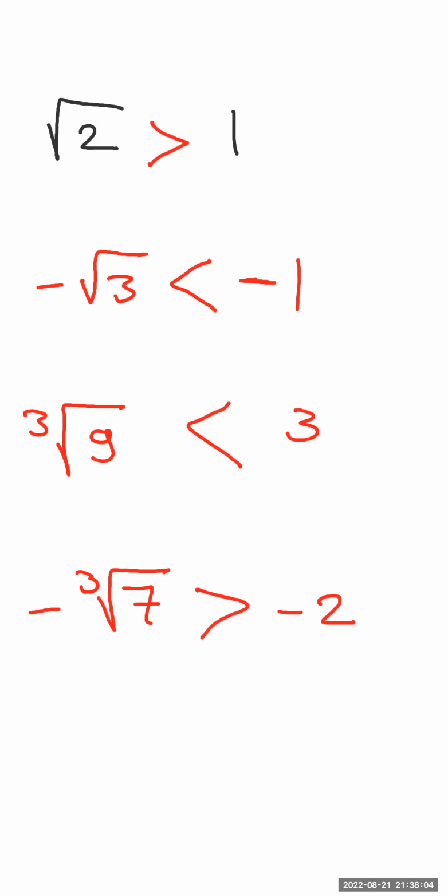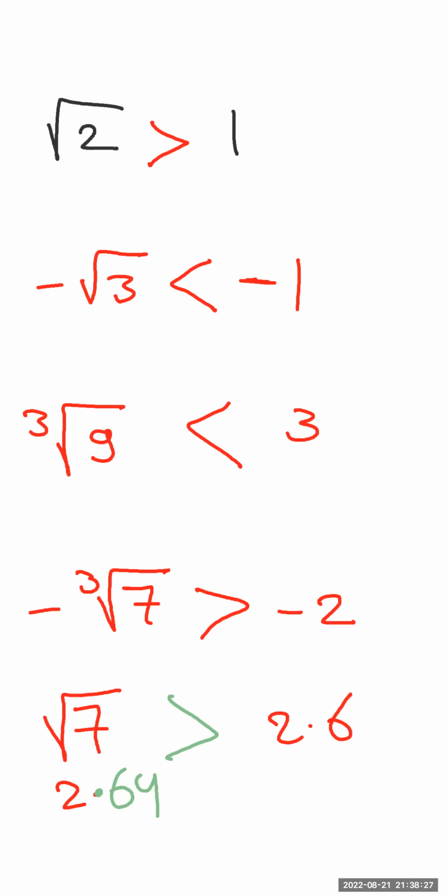Okay, square root of 7 and 2.6. Check by using the calculator. Square root of 7 will equal 2 point something, but how can I compare? It will equal 2.64. Which one is the greater? Of course, this one. Correct. Okay.